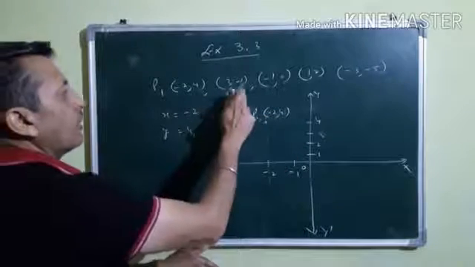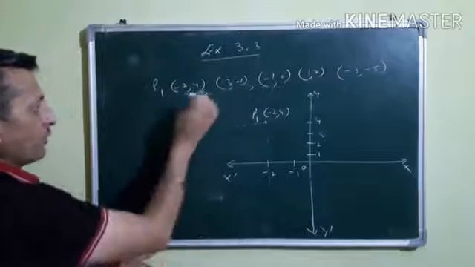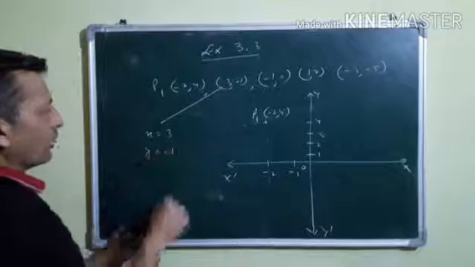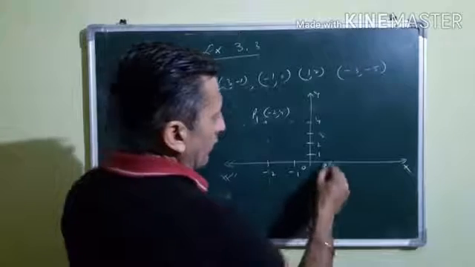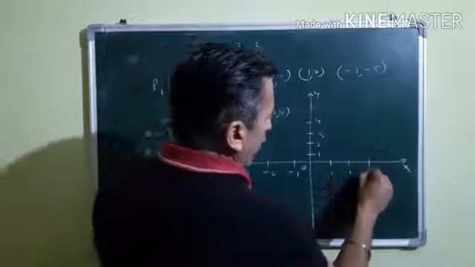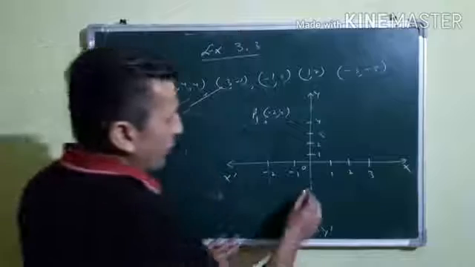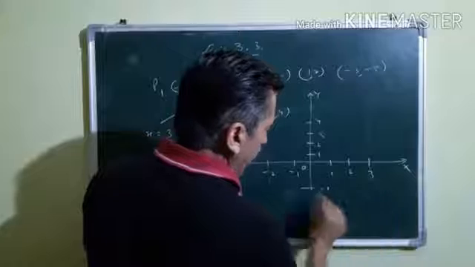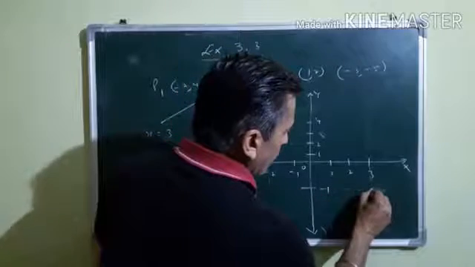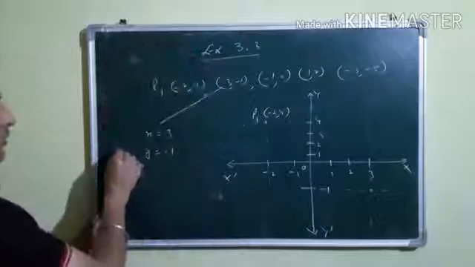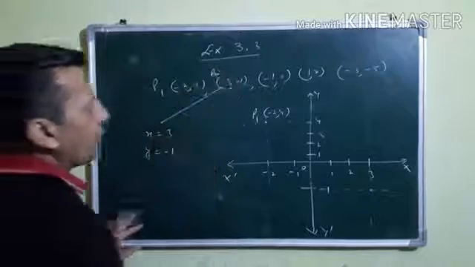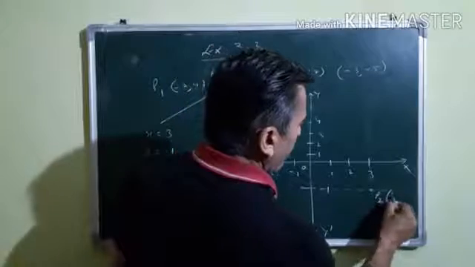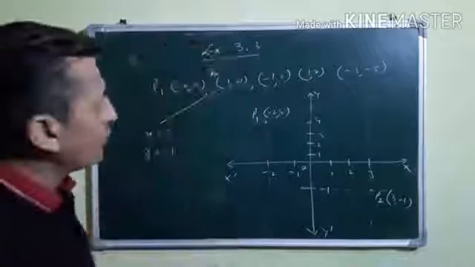Similarly, if you want to draw 3 comma minus 1, this is the second point. x is equal to 3 and y is equal to minus 1. So x is equal to 3, that means 1, 2 and 3, and y is negative. So this is your minus 1. From here you can draw the line like this, and from here you can draw the line like this. This is your P2, having the coordinate 3 comma minus 1. That's all. So this is your second point.